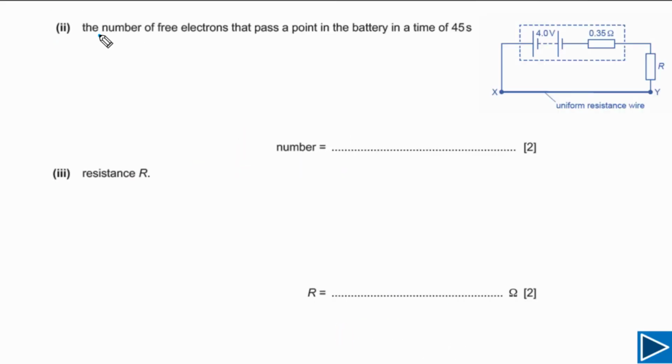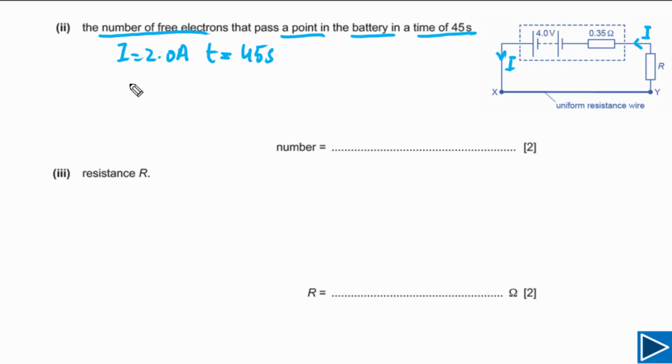For part B, we need to calculate the number of free electrons that pass a point in the battery in a time of 45 seconds. First thing we need to understand, the current leaving this battery is I and current entering this battery is also I. And value of I we have already calculated, that was equal to 2.0 amps. Time is given to us, time in this case is equal to 45 seconds. So T is equal to 45 seconds.